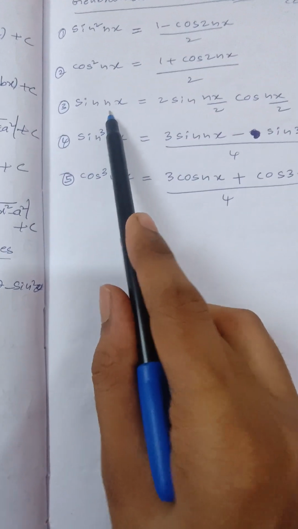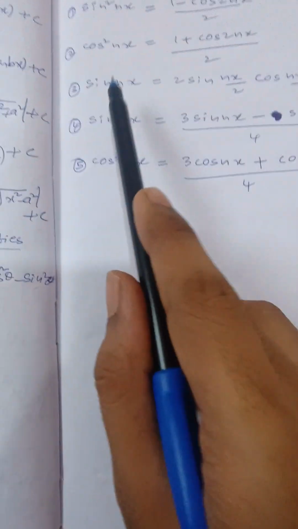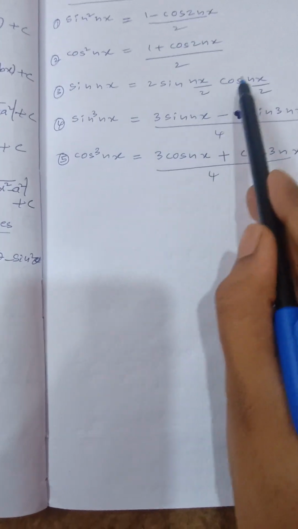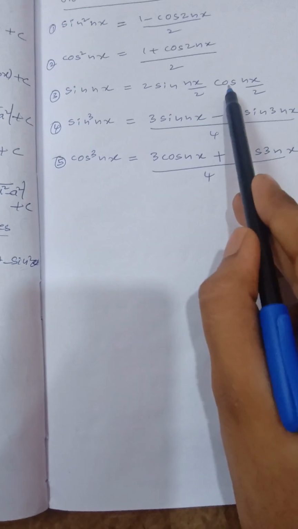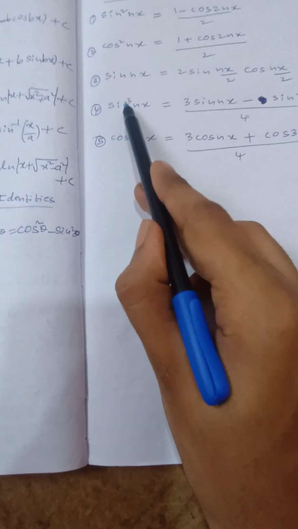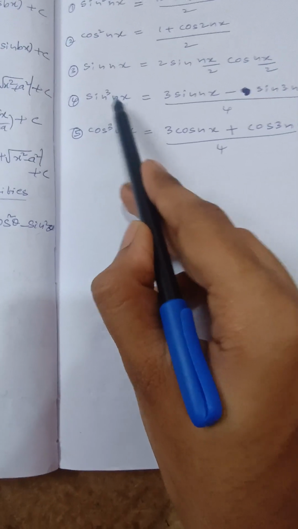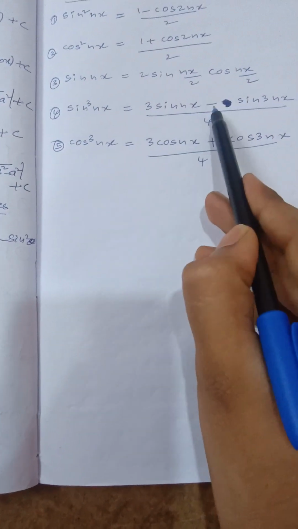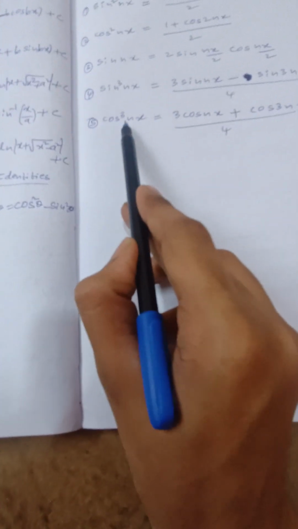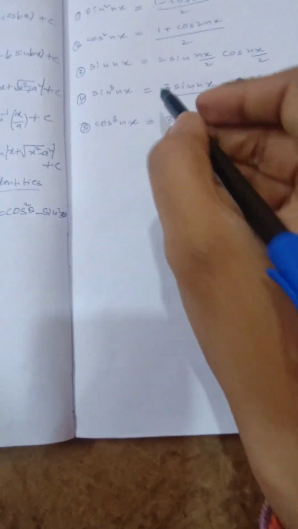Now coming to sin nx. Sin 2 theta is nothing but 2 sin of half that angle times cos of half that angle. So sin nx is 2 sin nx by 2 cos nx by 2. Coming to sin cube theta, we have 3 sin theta minus sin 3 theta by 4, and in place of theta we have nx. Similarly cos cube nx is nothing but 3 cos theta plus cos 3 theta by 4, with theta replaced by nx.